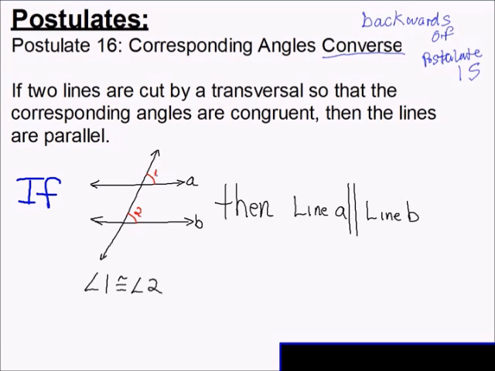So if angle 1 and angle 2 are congruent, then we know that line A is parallel to line B. We could also say this: if angle 7 is congruent to angle 8, then line A is parallel to line B. If angle 1 is congruent to angle 2, then line A is parallel to line B. So you're just proving that A and B are parallel because you don't know that yet.